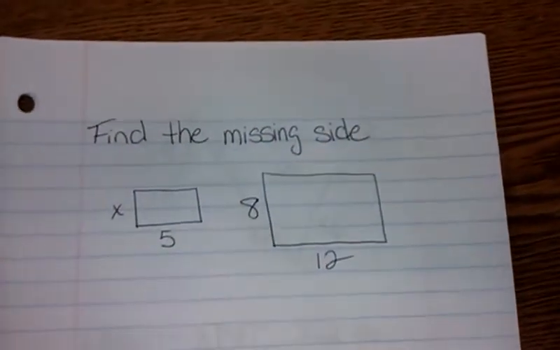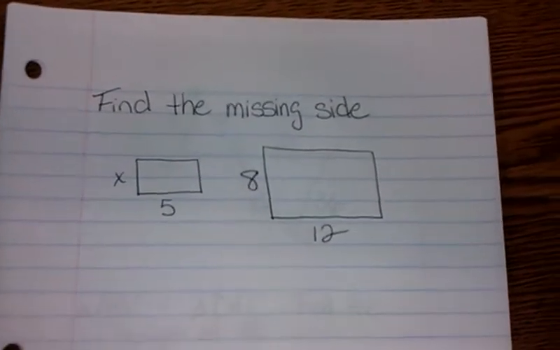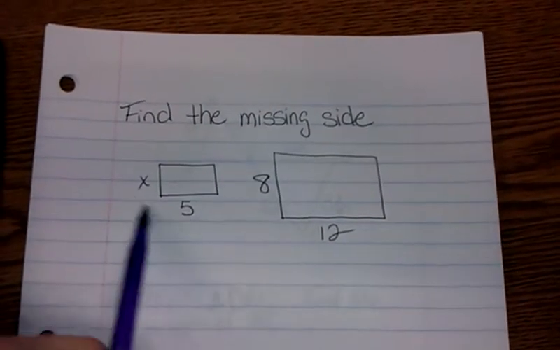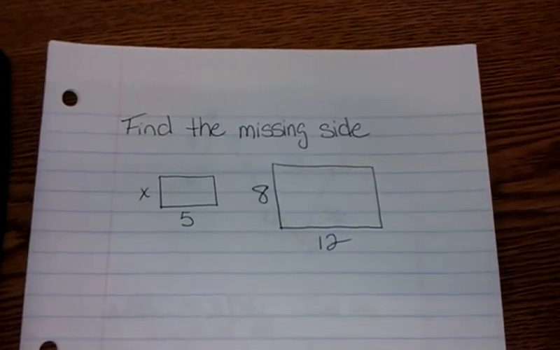Here's the next one. It says find the missing side. I have a smaller rectangle and I have numbers for a larger one. Pause the video and see how you do.